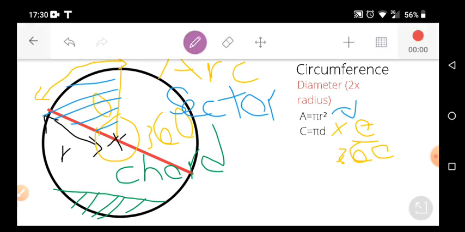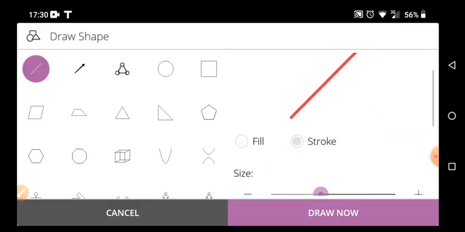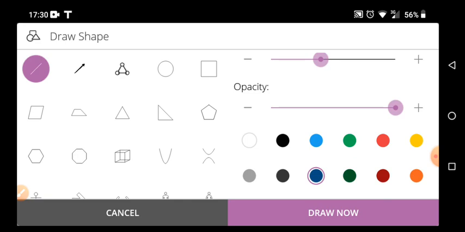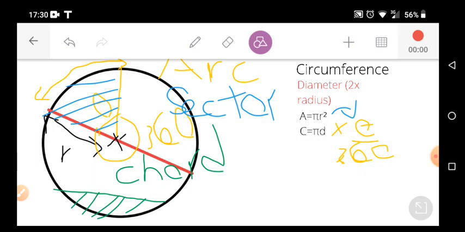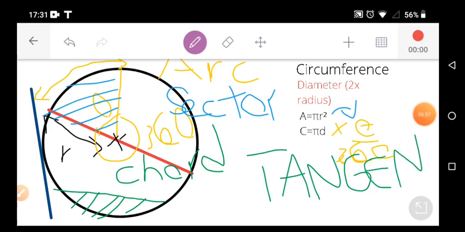And lastly, let's add one more line. This isn't actually part of the circle, technically, this line, and I'll put it in dark blue. Let's have it touch this point. I'll just draw a straight line for now. Now let's move it, and it needs to touch the circumference of the circle at one point only, and that is called a tangent. And that is just a straight line that touches the circle at one point.